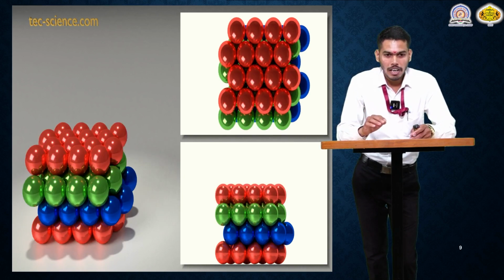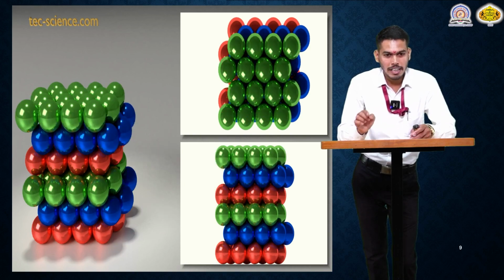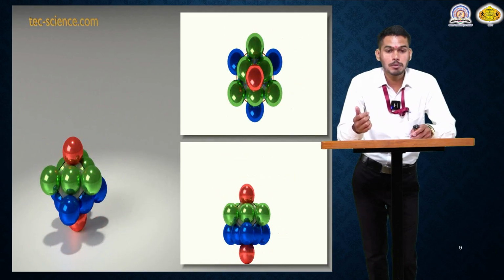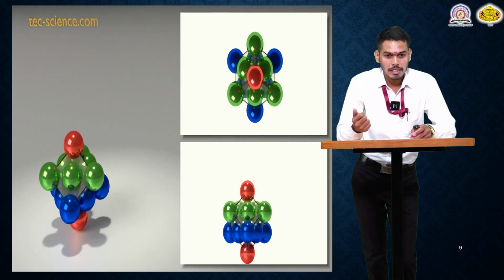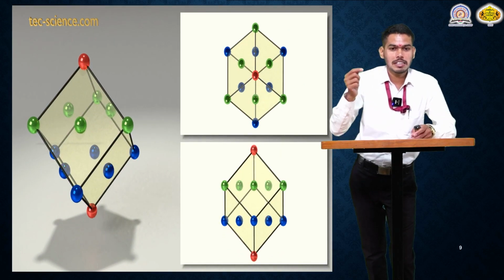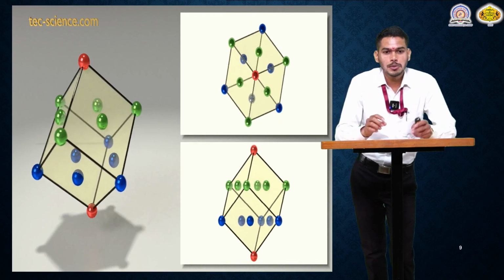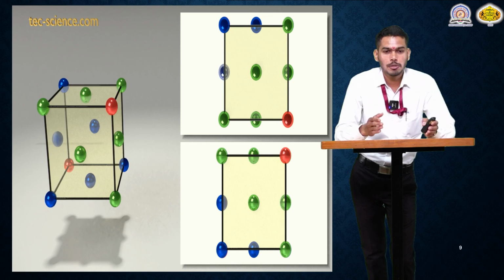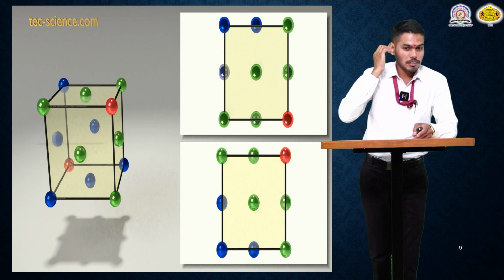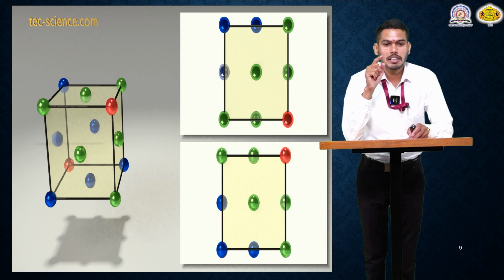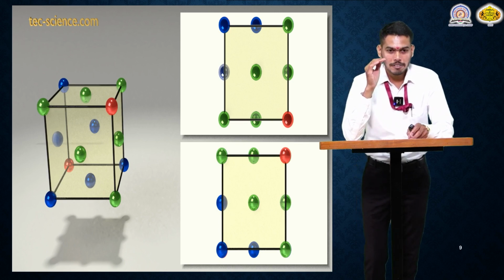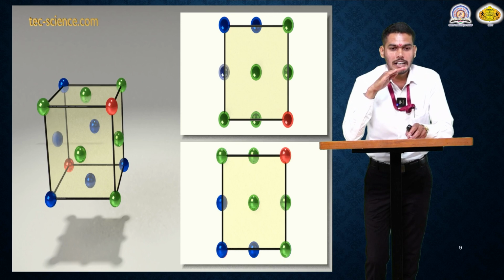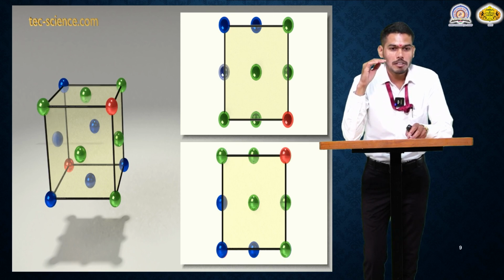So we have three types of layers. Red is the A type, blue is the B type, and then we have green, the C type. So we have an ABC type of arrangement of atoms. This is how the close-packed system forms. Here the red atoms recur after two layers. If the red atom is at one place, after red we have a plane of blue atoms, then a plane of green atoms, and then again a plane of red atoms.